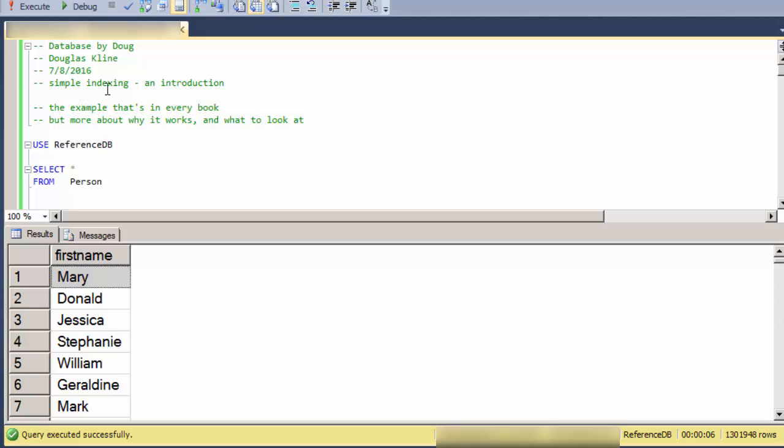We're going to look at indexing. This is a simple introduction. It's kind of the example that's in every book, but I think sometimes the books focus on the wrong thing when they're teaching this material.